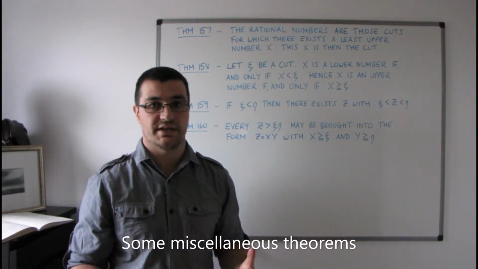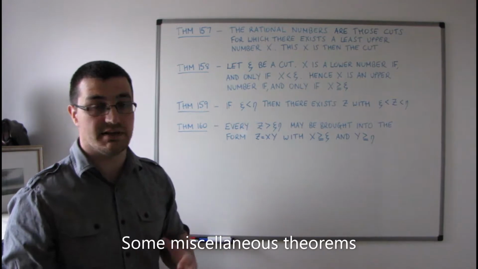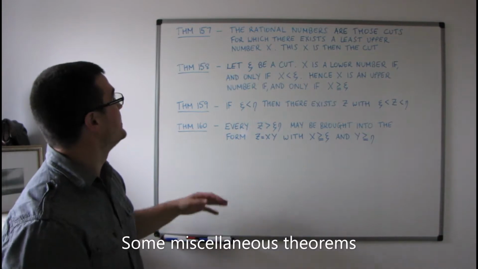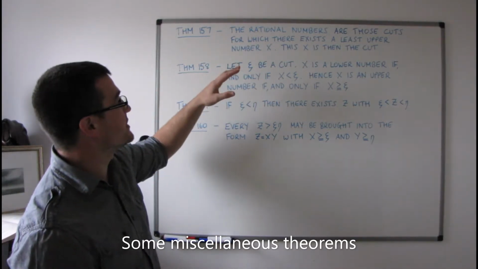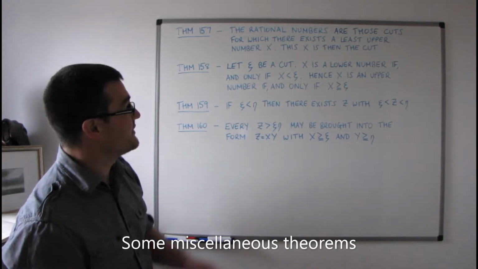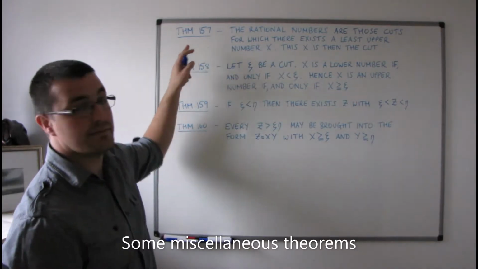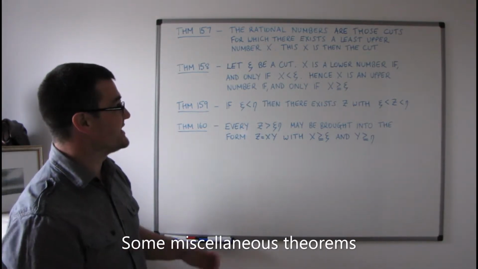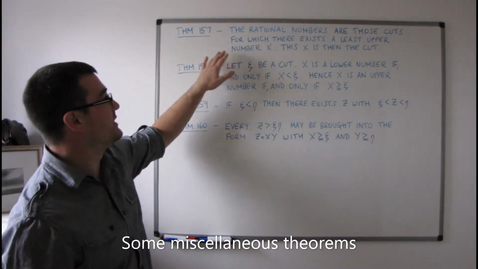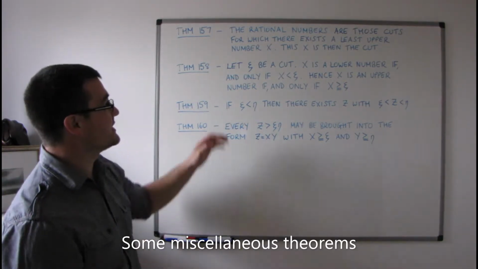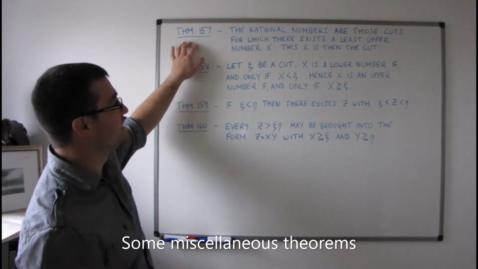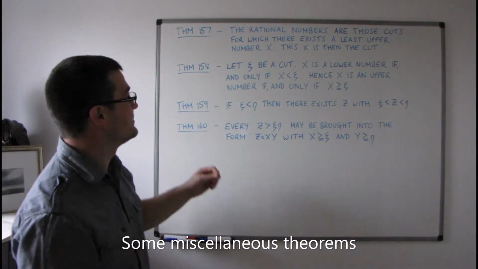Okay, just a few theorems here that I want to state. I'm not going to prove any of these theorems because I've got the next theorem that I want to prove, which is quite a lengthy one. Theorem 157: the rational numbers are those cuts for which there exists a least upper number x. Then this x is the cut. I'm going to say a bit more about this probably towards the end of this video. At this stage this seems quite an unusual theorem, kind of insignificant, but this is actually a very significant theorem in my opinion, which I'm going to come back to in a few minutes.